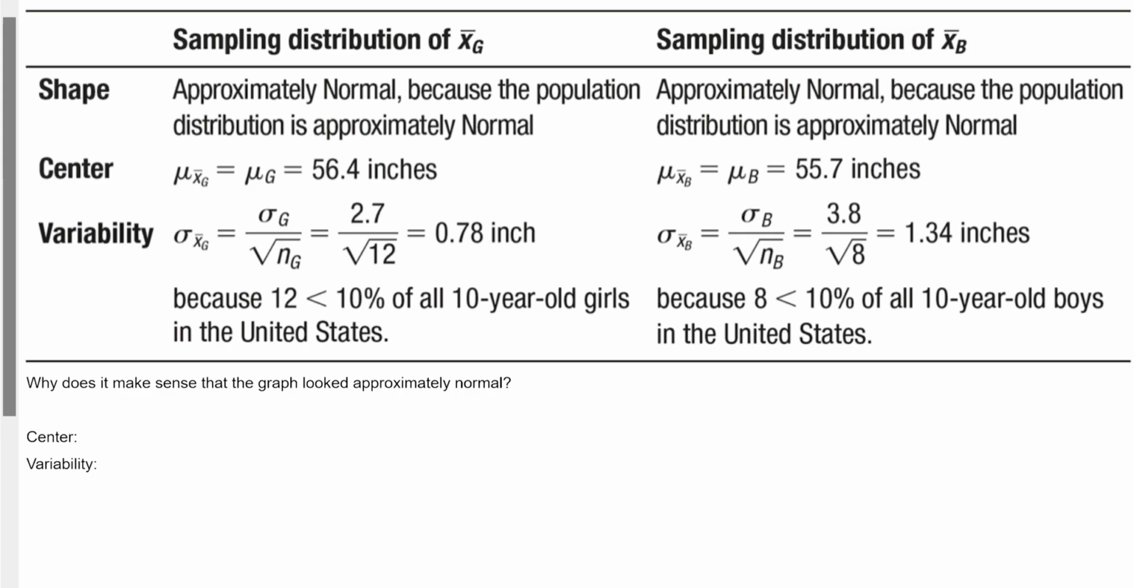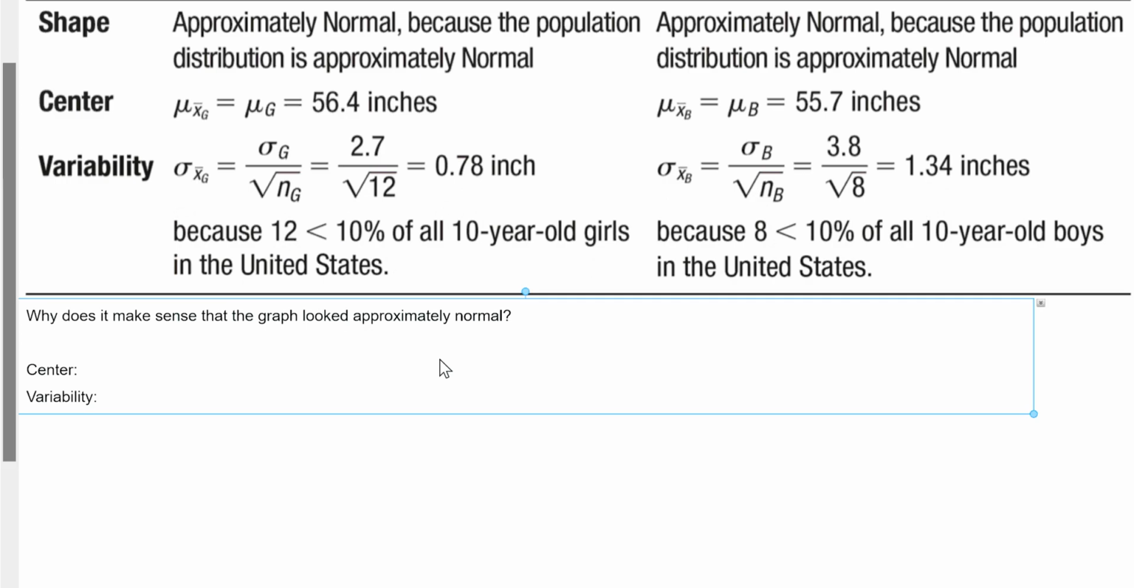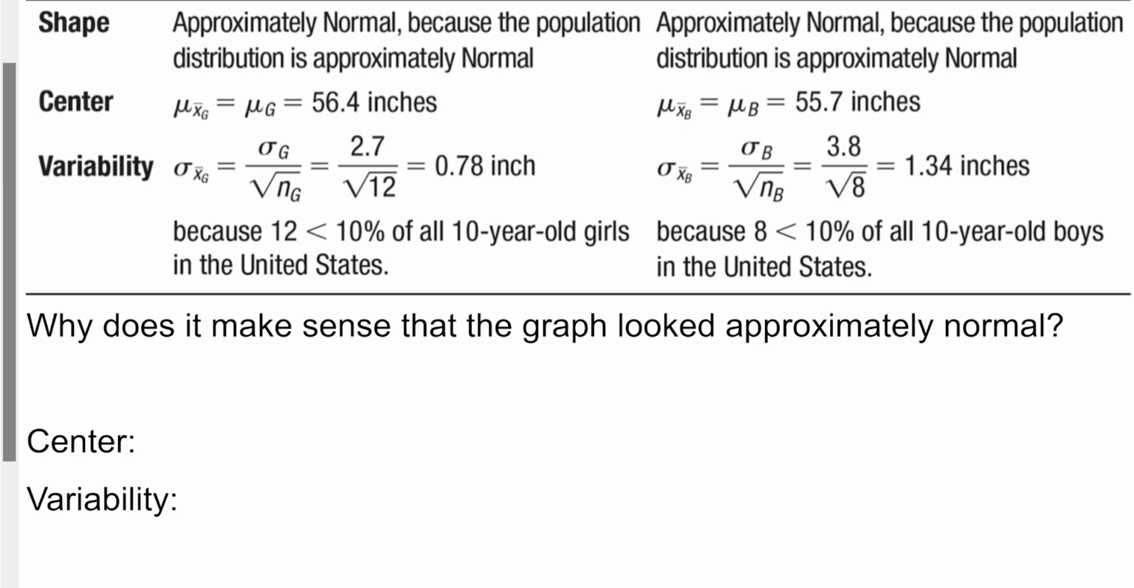And let's do that here. Sorry, that's a little bit smaller than I expected, but we have this information. Why does it make sense that it looks approximately normal? Well, let me fix it. Well, normal minus normal is going to be normal.